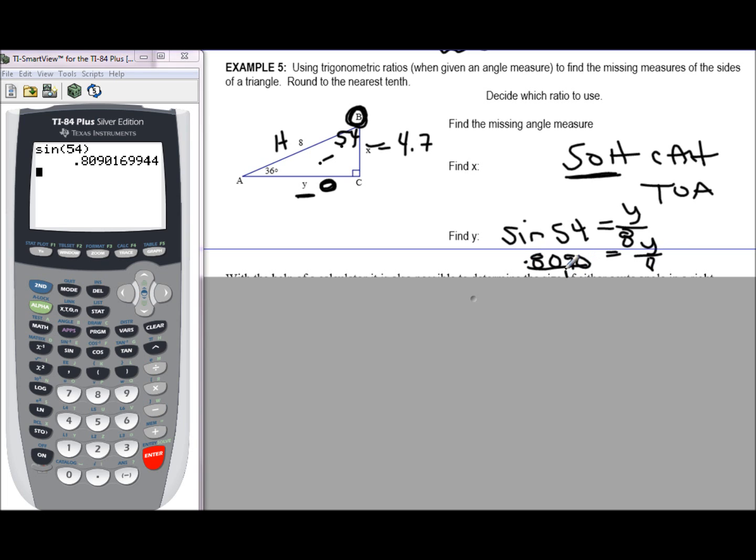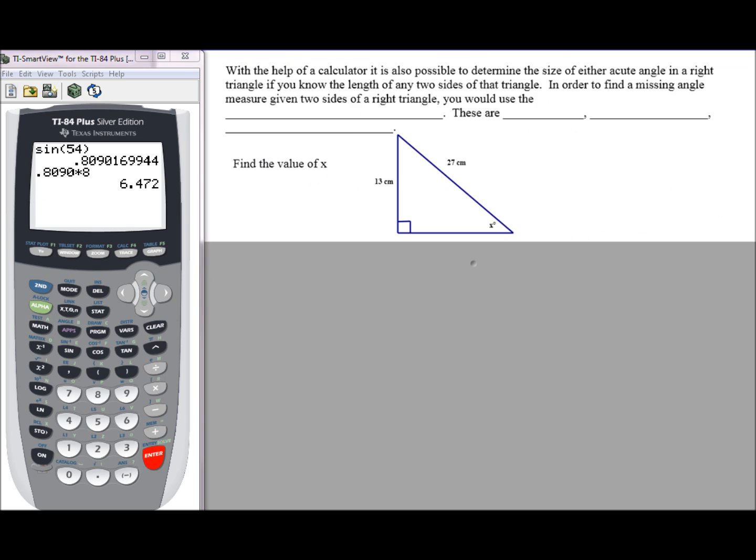Put this over 1 and cross multiply. Y times 1 is y, and that equals 0.8090 times 8, which is 6.472, but we want our answer to the nearest tenth, so 6.5. So this side y is 6.5. Now what we just did there was looking for missing side lengths of a right triangle using trig.